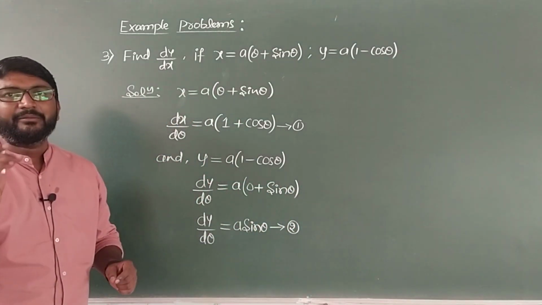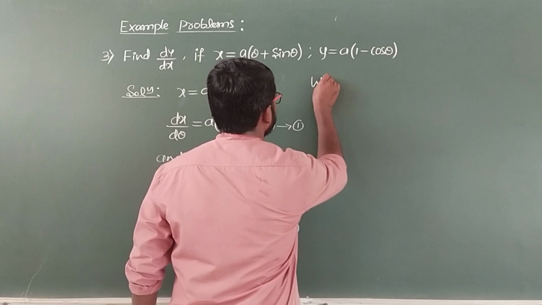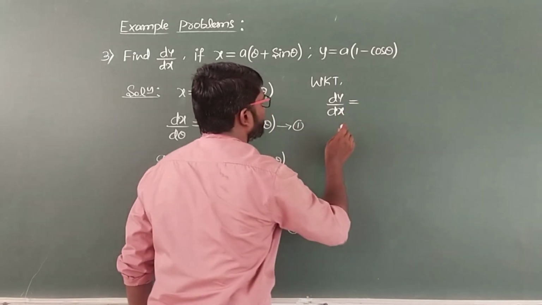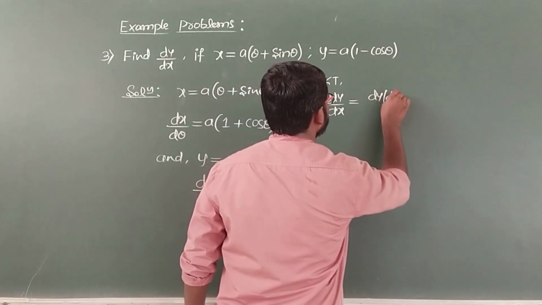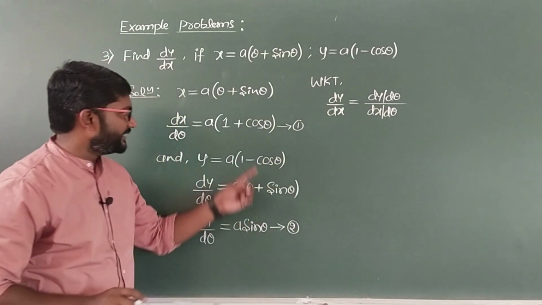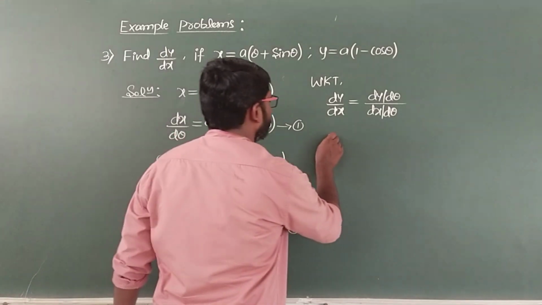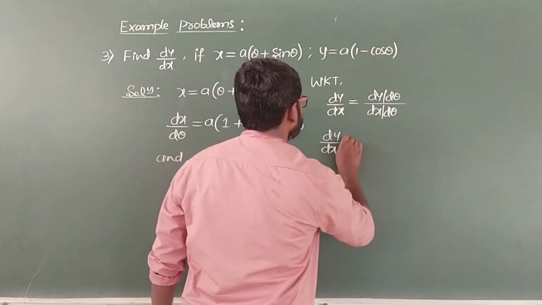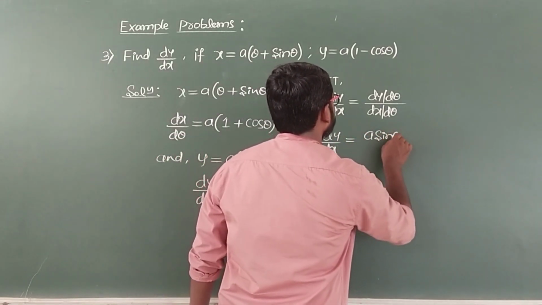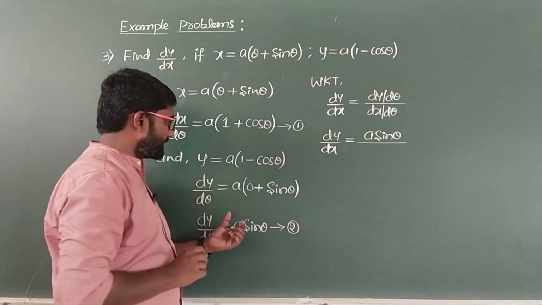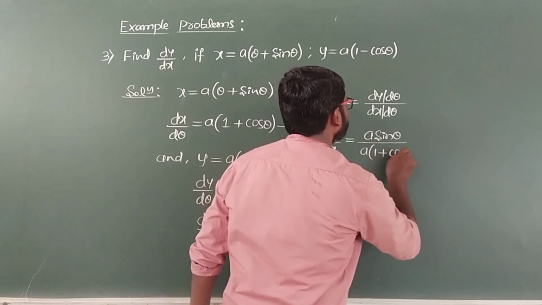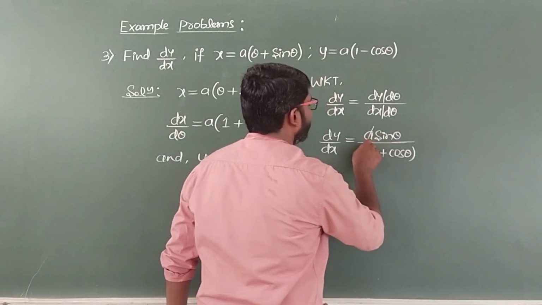Now we will have to go for dy by dx. We know that dy by dx is equal to dy by d theta whole divided by dx by d theta. Now substitute equation 1 and equation 2 in this equation. So dy by dx is equal to dy by d theta, which is a sin theta, divided by dx by d theta, which is a into the bracket 1 plus cos theta. So here a and a cancel.